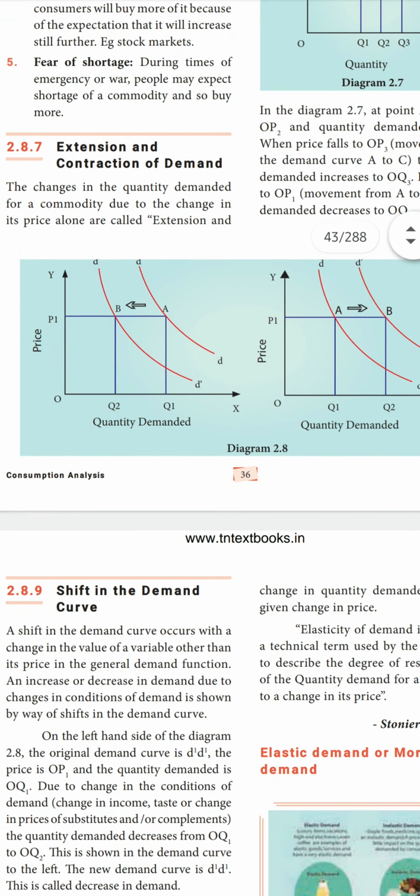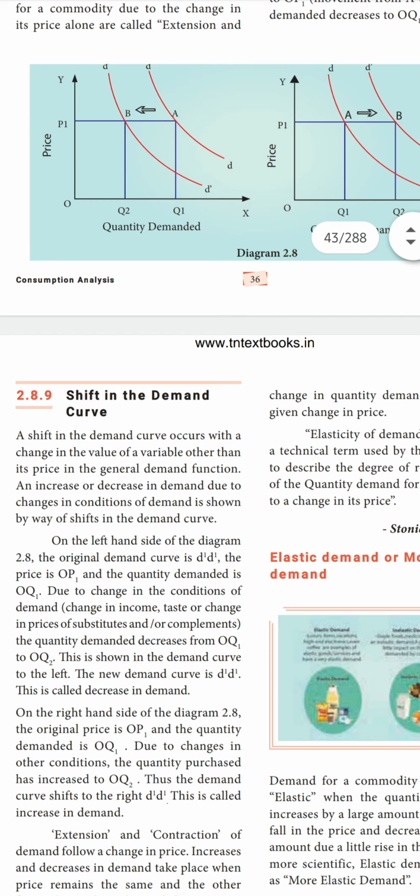Okay, shift in the demand curve. A shift in the demand curve occurs with a change in the value of a variable other than its price in the general demand function. Sometimes in the general demand function, other than price also, the demand curve will change. We do not have only one factor of production; we have four types of factors of production. What are they? Capital, land, labor and organization, I said, isn't it?